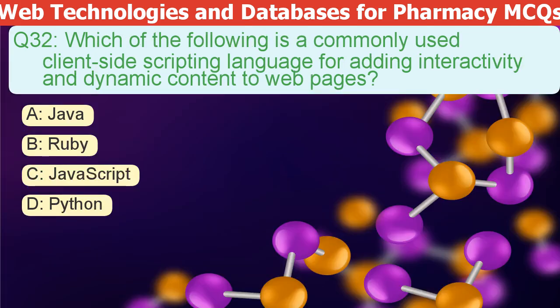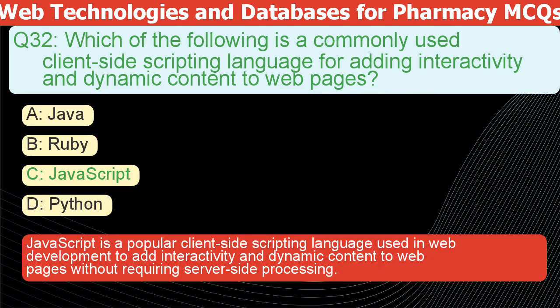Which of the following is a commonly used client-side scripting language for adding interactivity and dynamic content to web pages? A. Java. B. Ruby. C. JavaScript. D. Python. The correct answer is C. JavaScript is a popular client-side scripting language used in web development to add interactivity and dynamic content to web pages without requiring server-side processing.